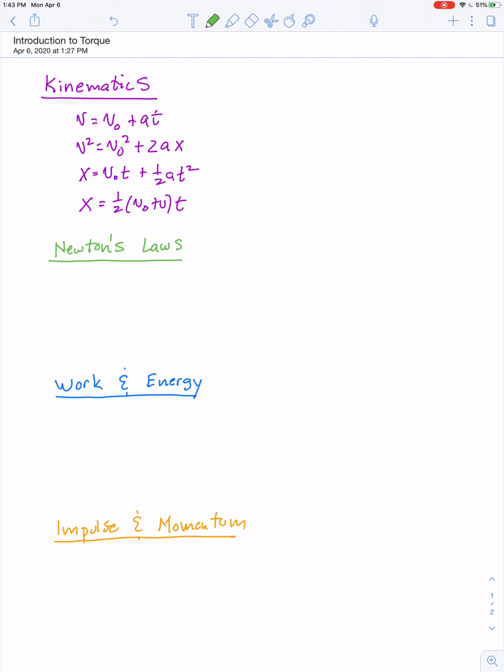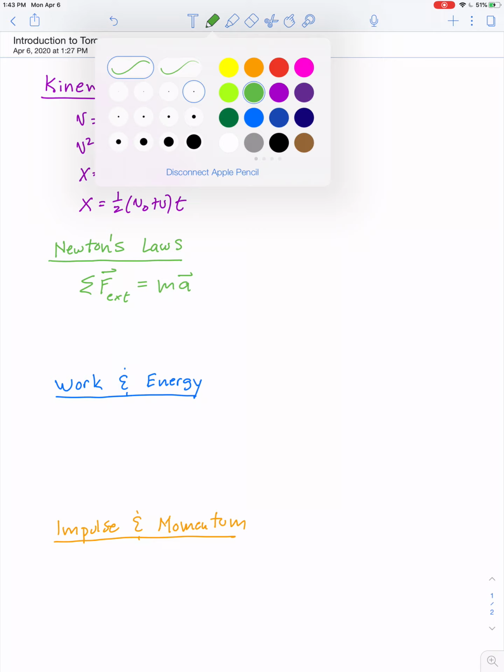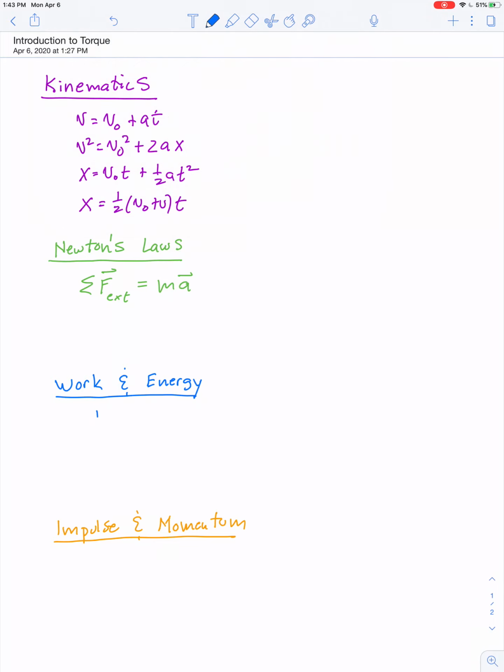From there, we moved on to a study of Newton's laws. The main equation was the sum of all external force as a vector quantity is equal to mass times acceleration. After our study of Newton's laws, we went on to a study of work and energy.